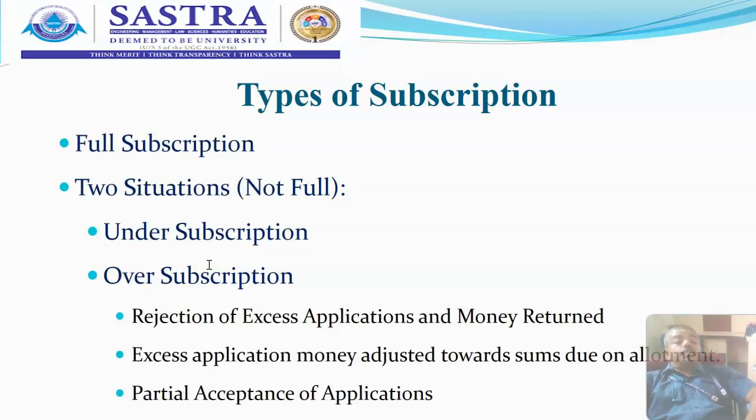So in such cases, the company adjusts the excess share money received on application towards the share allotment money due from partially accepted applications. For that, the journal entry to be recorded for the adjustment of application money towards the share allotment money comes like this: share application account debited to share allotment account, being the share application money transferred to share allotment account.